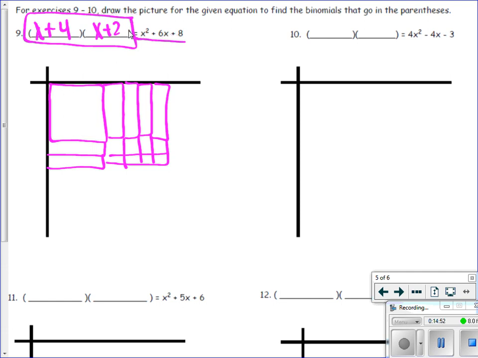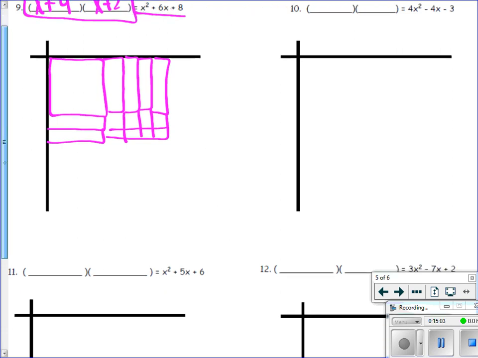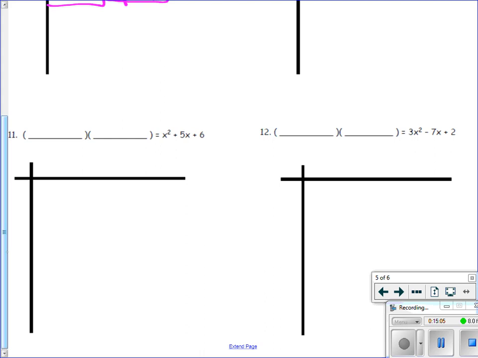You are undoing double distributing. You are undoing the multiplication to figure out what were the two polynomials that multiply to give you that. We're going down to number 11. I want you to try it. See if you can do number 11. Now that you've seen one example, see if you can do 11.